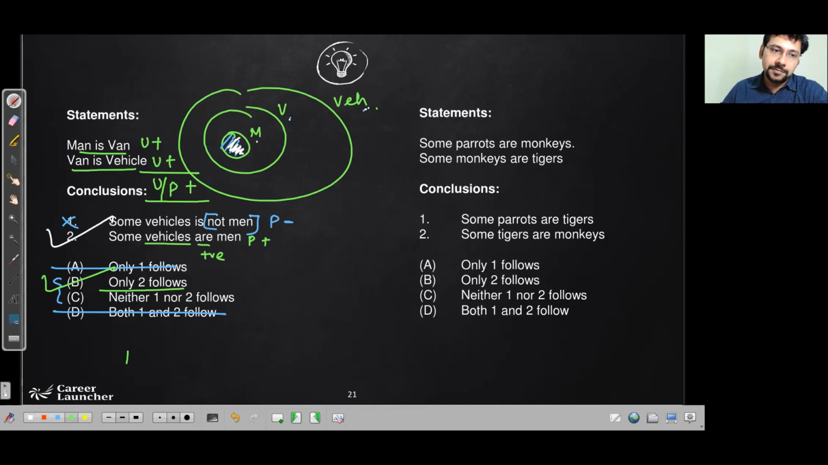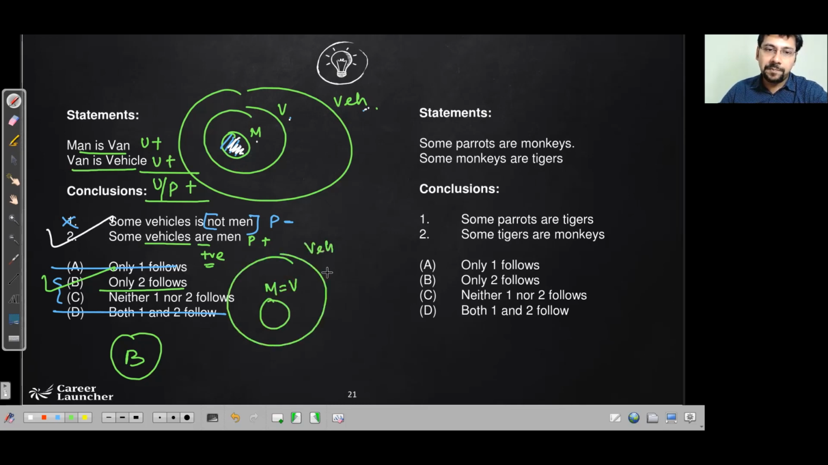That only two follows. How? I drew a least intersection diagram. I checked every possibility, the least intersection possibility. Why least intersection? Because it's a positive claim. Let's check the minimum intersection. What are the other intersections possible? There are four possibilities. For example, man can be equal to van but inside vehicle. Man can be a smaller set. Van can be equal to vehicle. And then man can be equal to van, equal to vehicle. But these are all not least intersection. This is the least intersection possibility that we can discuss. So that's why I drew a least intersection diagram.